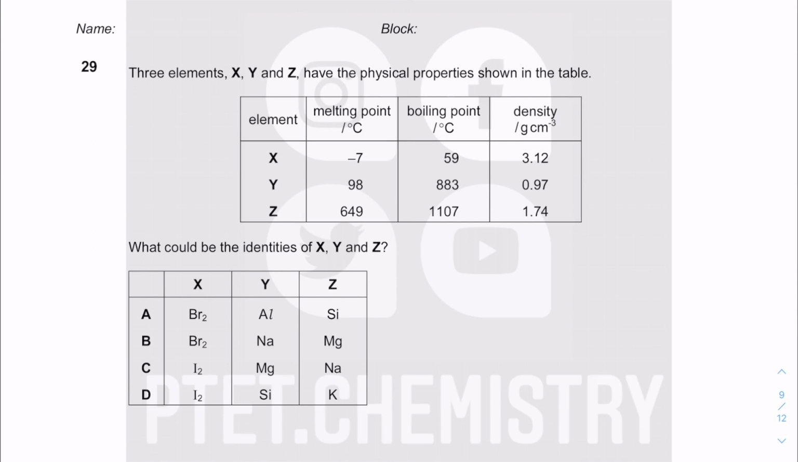29. So we have X, Y, and Z with these physical properties. First of all, you look at this low melting and boiling point. I am very tempted to think this is simple molecular structure. But when you think about this, 98 is pretty low as well. So how in the world do I decide? Anyway, let me have a look at this again. If I look at X, there's bromine and iodine.